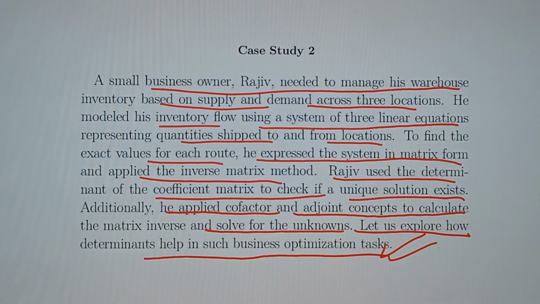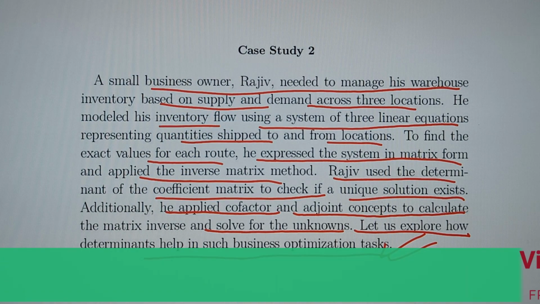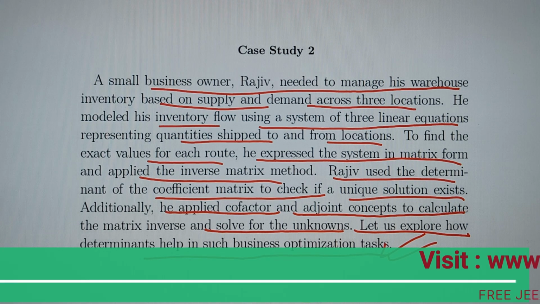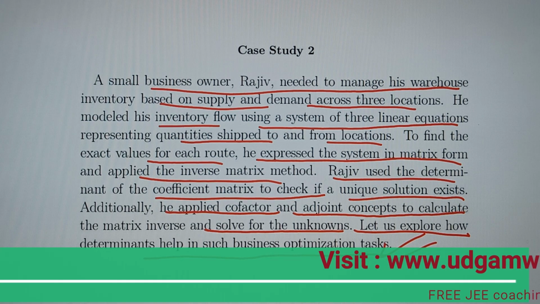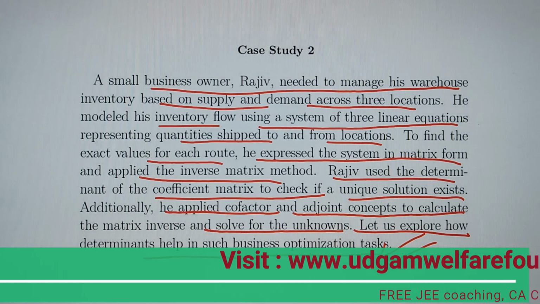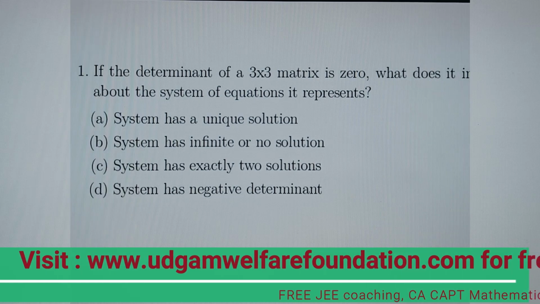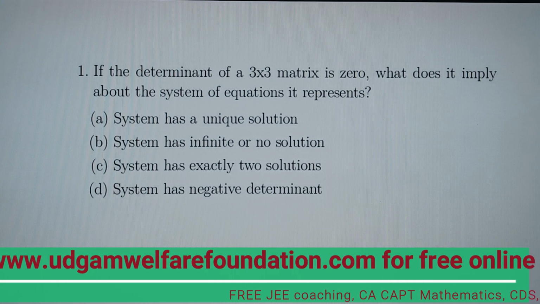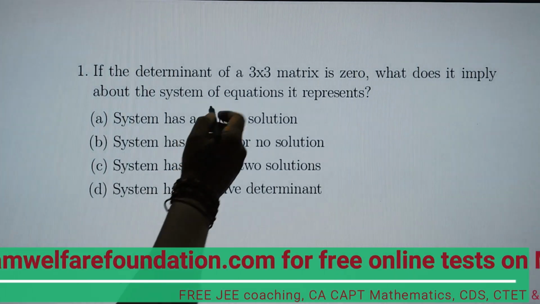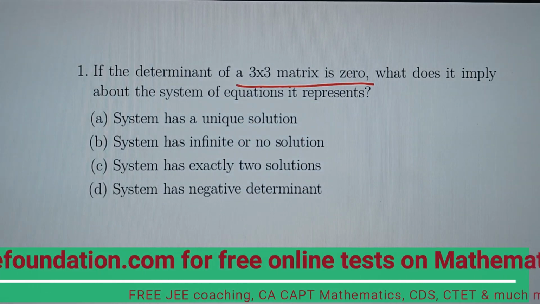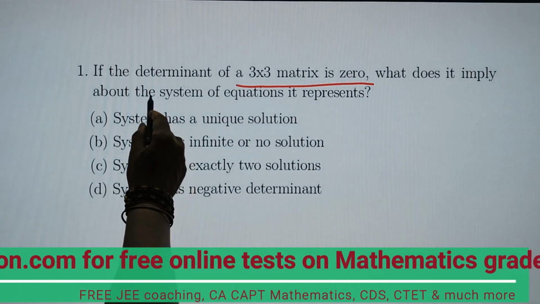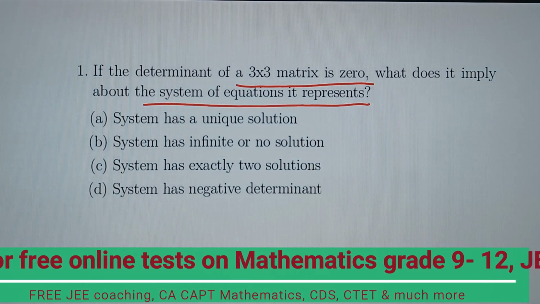On the basis of this particular case study, we are going to discuss 5 MCQs as per the board examination standards. So let's get started and see what our first MCQ is. So students, this is our first MCQ, which states: if the determinant of a 3 by 3 matrix is 0, what does it imply about the system of equations it represents?